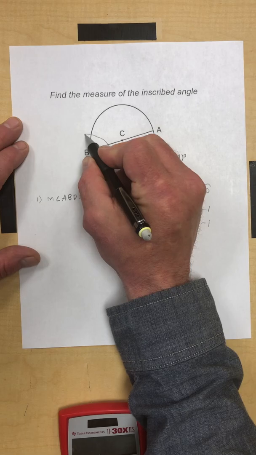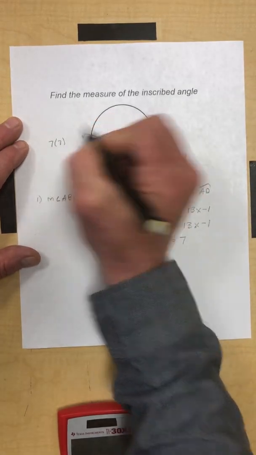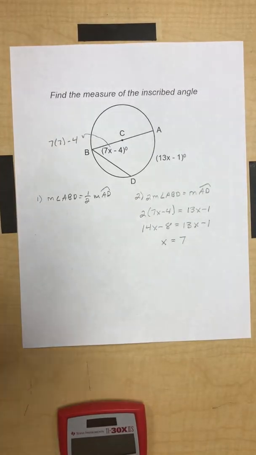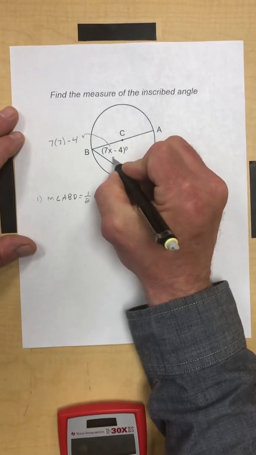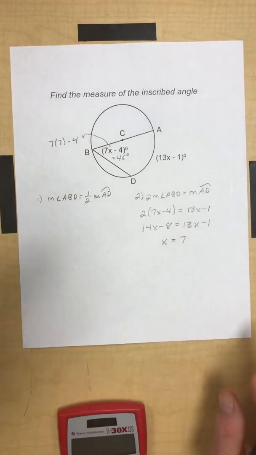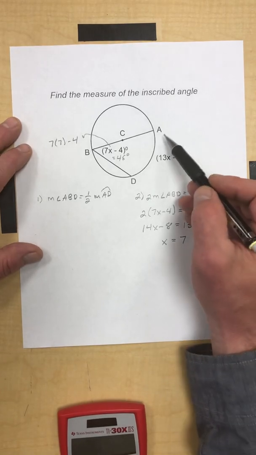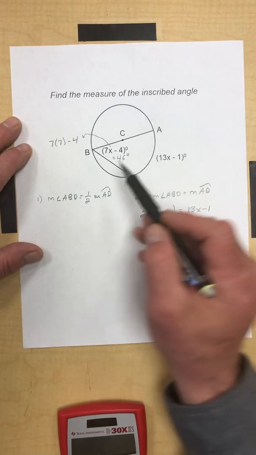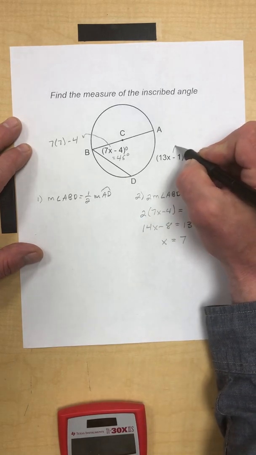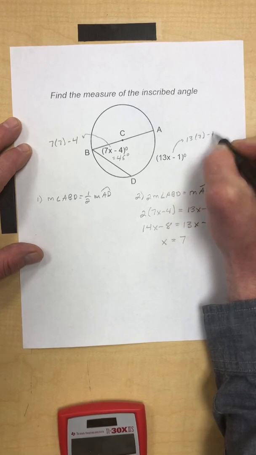So right here, I'm going to go 7 times 7 minus 4. That is 49 minus 4. So it looks like we are getting 45 degrees. If x equals 7 works, this should give us 90 degrees, because the measure of the intercepted arc has to be twice the measure of the inscribed angle. So we go ahead and check that guy. 13 times 7 minus 1.